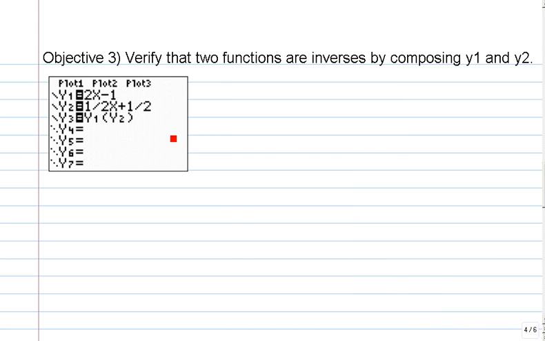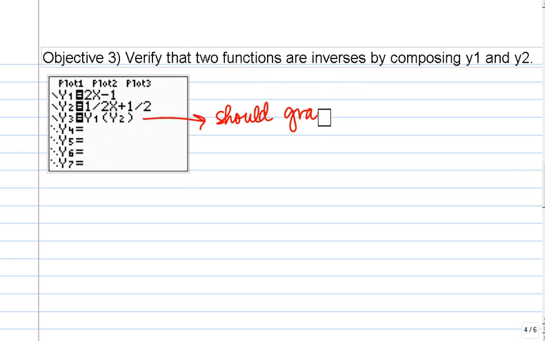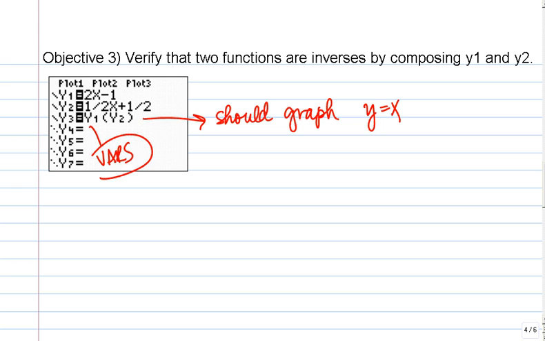So I should just write a note here. Whenever you're verifying that, this should graph y is equal to x. Okay, so I had to use the vars key to get to the y1 and y2.